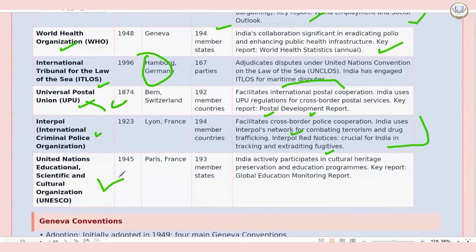Then we have UNESCO, headquarters is in Paris, France. India actively participates in cultural heritage preservation and education programs. We have the Global Education Monitoring Report, which is released by UNESCO.